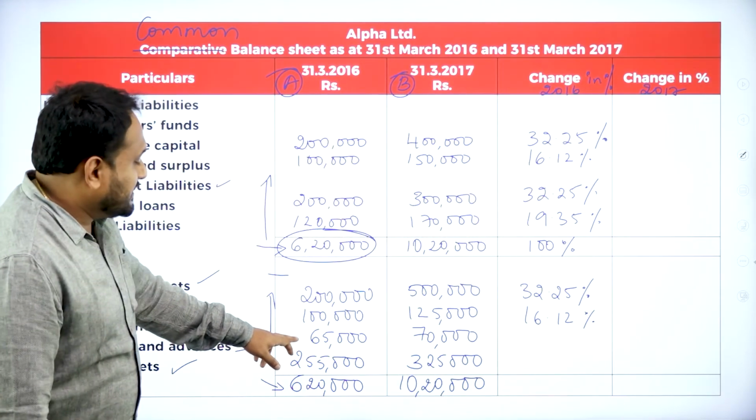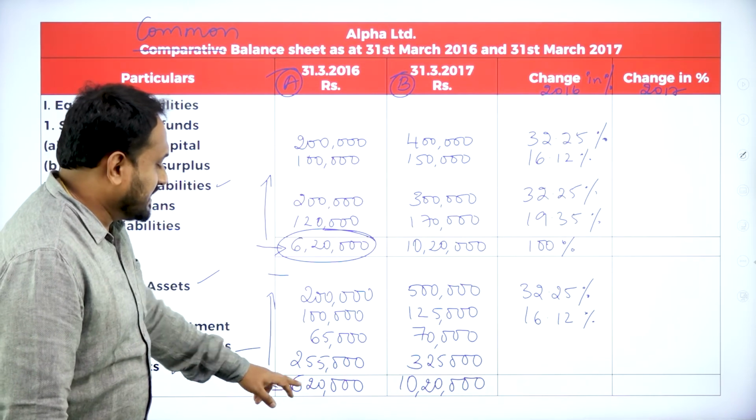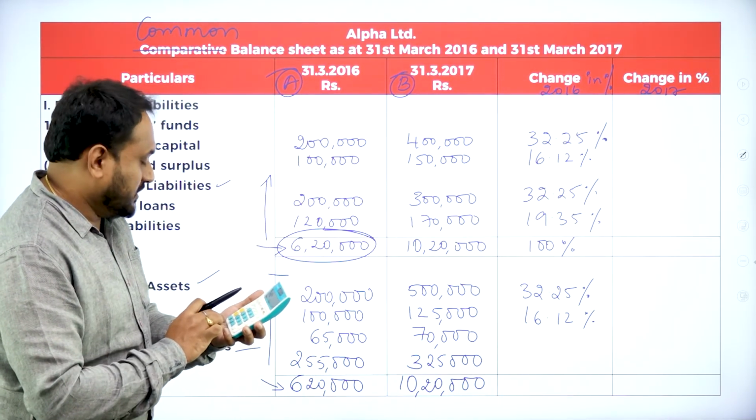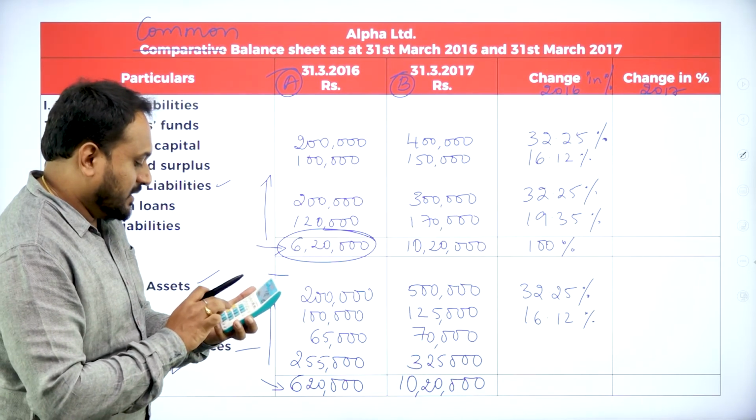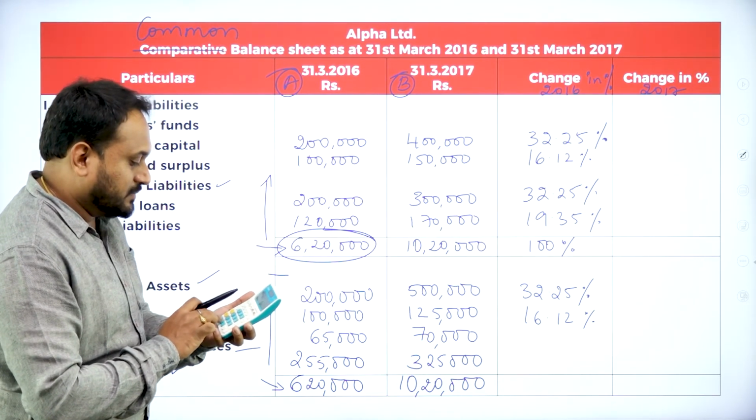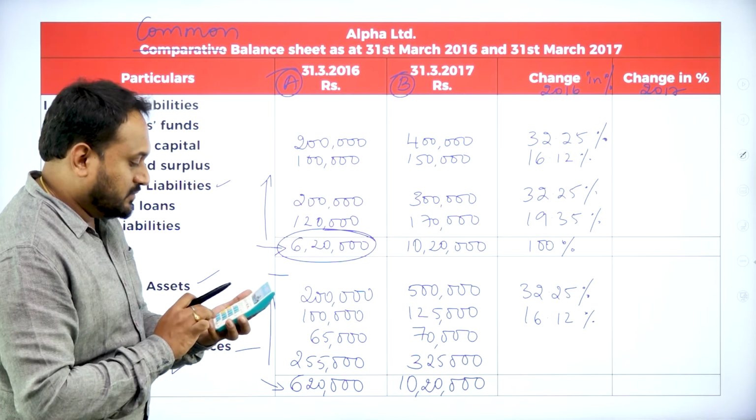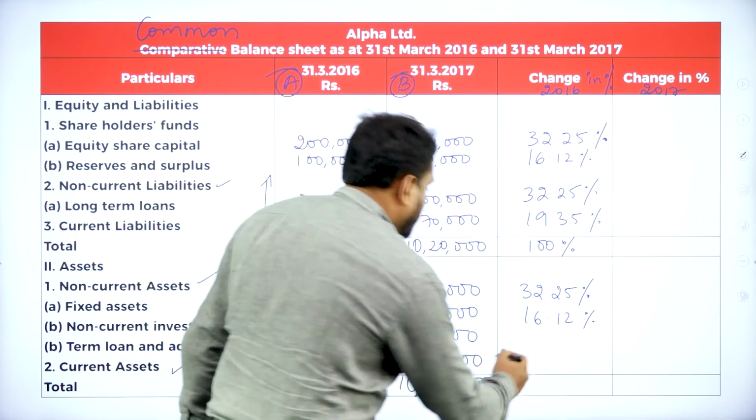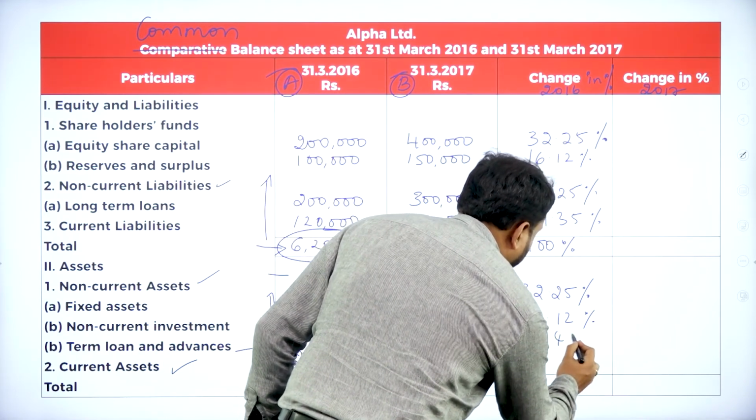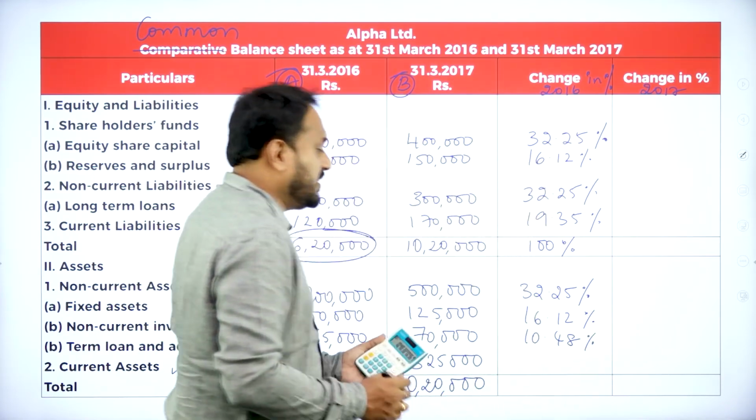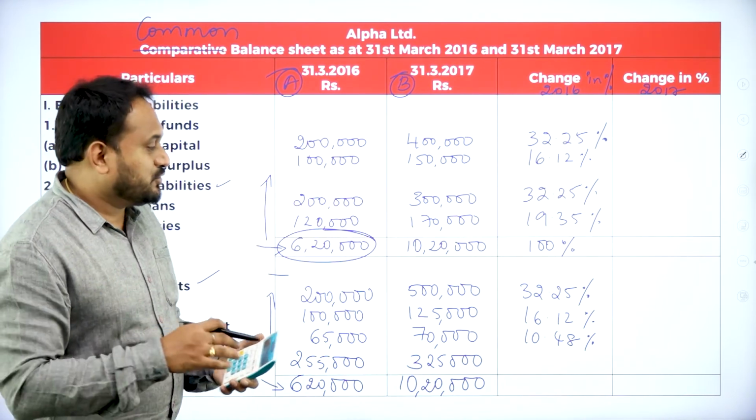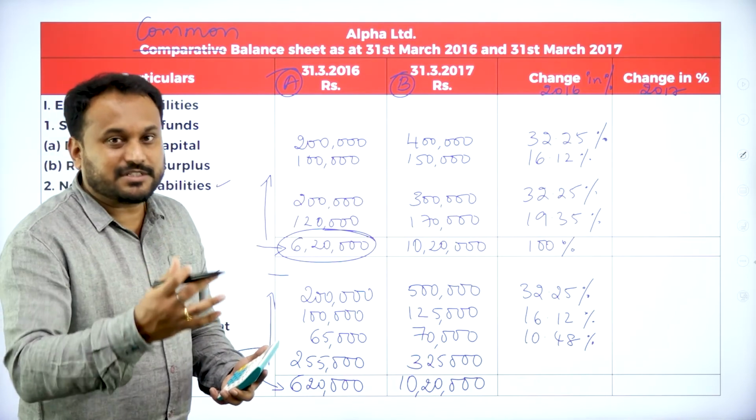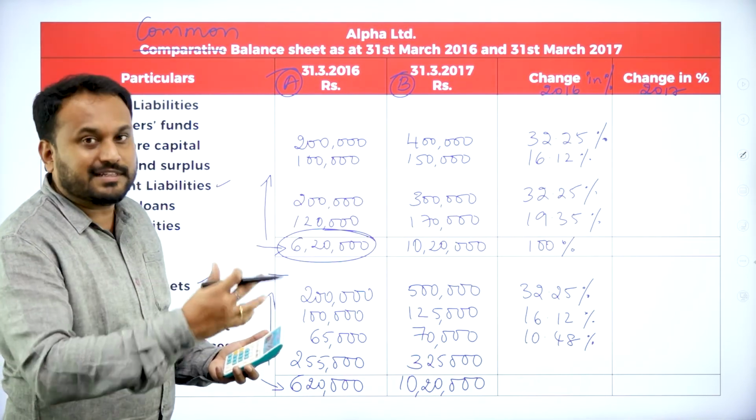Next here, 65,000 divided by 6 lakh 20,000 into 100. So we got 10.48%. See, I'm not taking the full complete number. I'm just going with after the point. It's only 2 decimals that we actually go with.